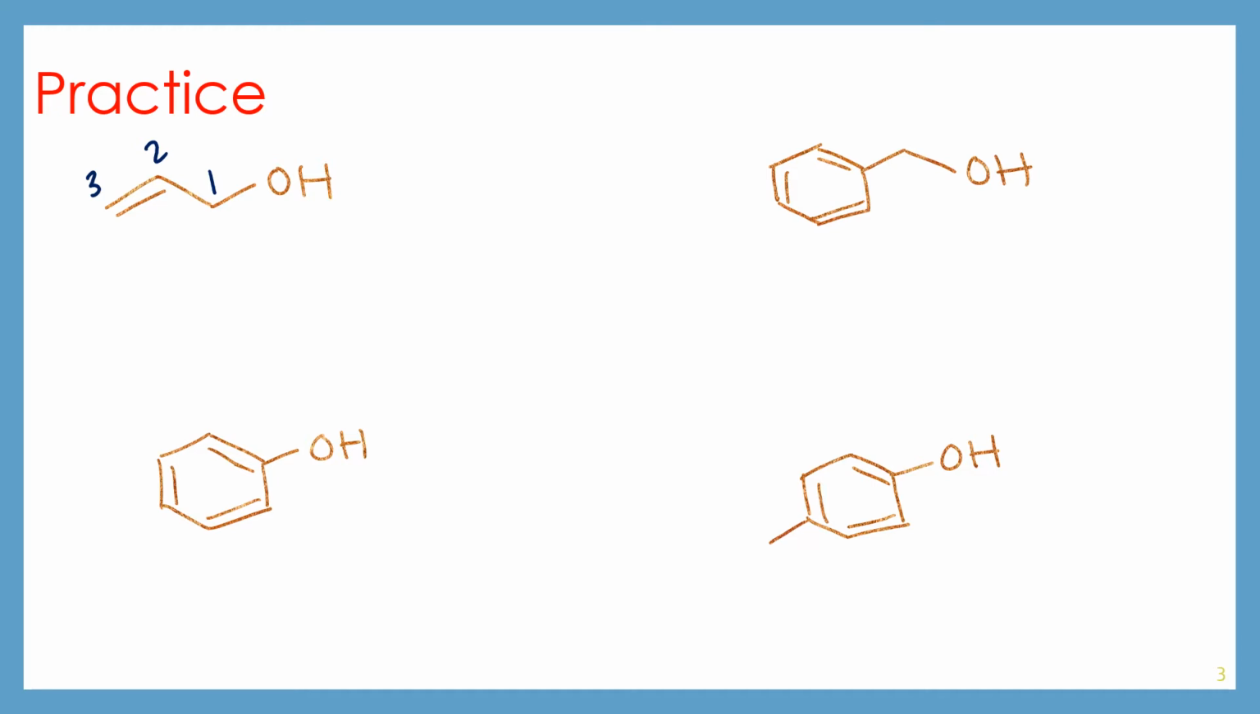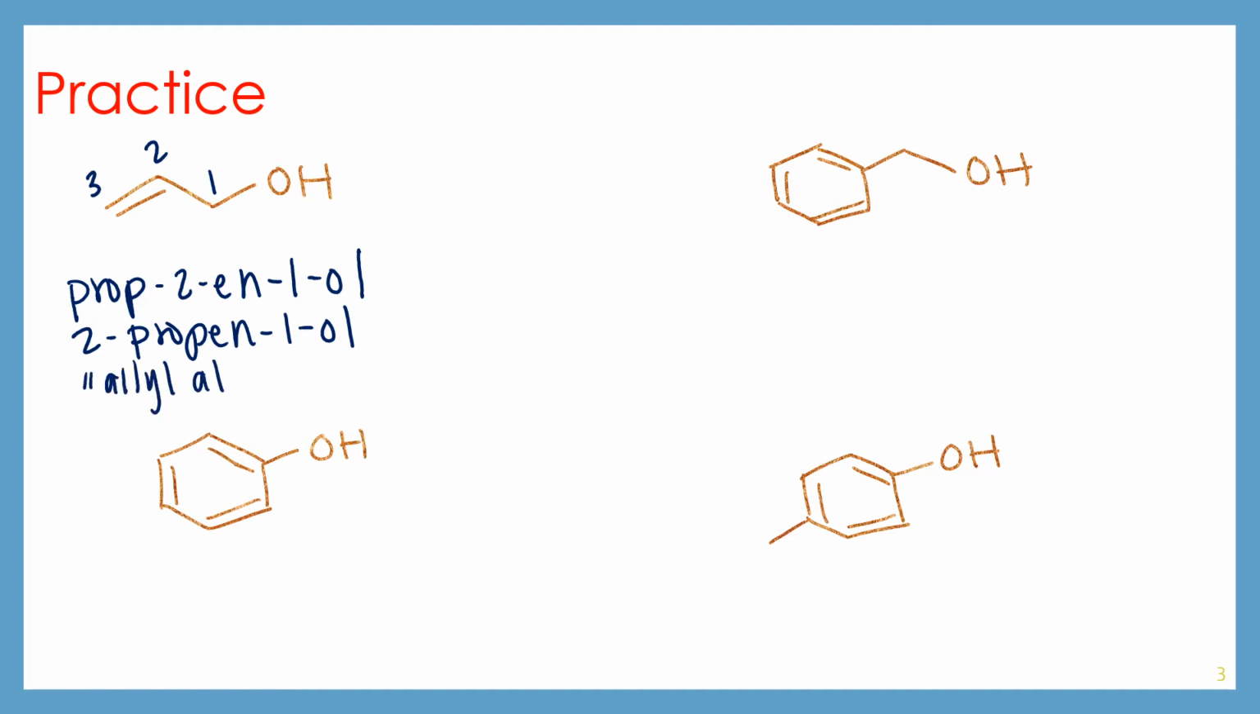So we could call this prop-2-en-1-ol. You could call it 2-propen-1-ol. This compound also has a common name of allyl alcohol.